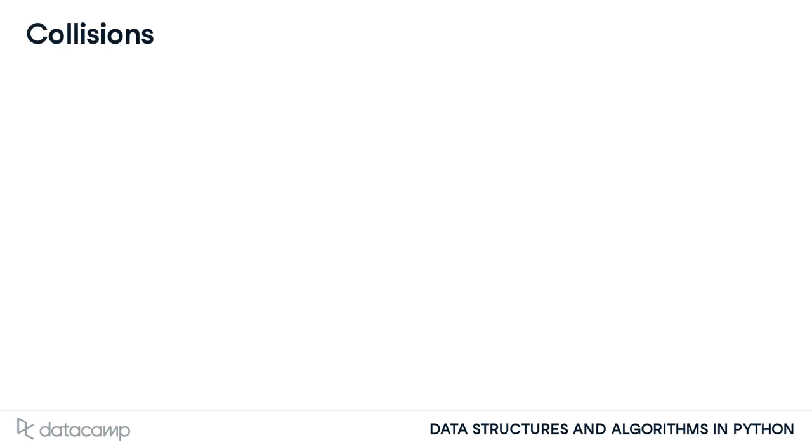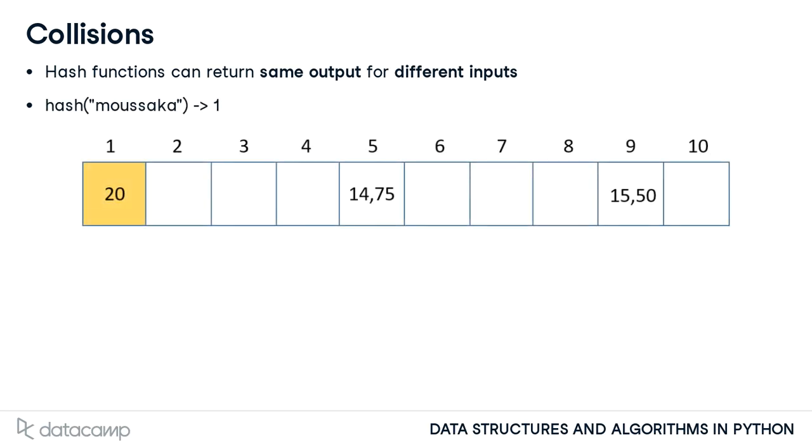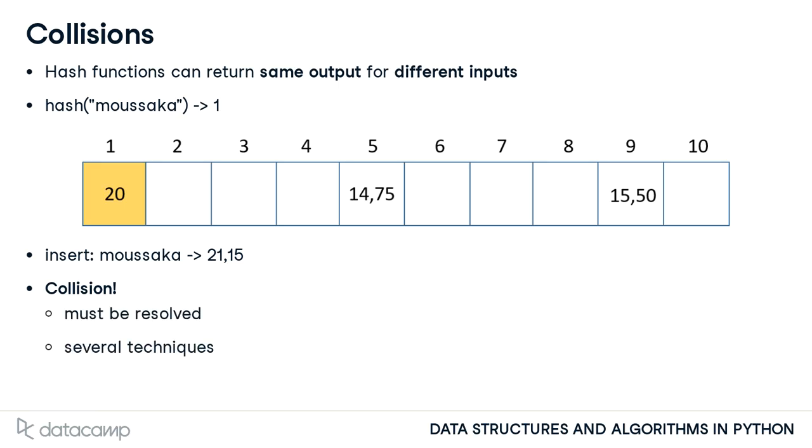Sometimes, hash functions can return the same output for different inputs. Suppose that our hash function returns 1 for the Moussaka key. Slot number 1 is already filled, so if we try to insert a value for Moussaka, we will find a collision. Collisions must be resolved, and several techniques exist, but we won't study them in this course. Luckily for us, Python, like most programming languages, implements hash tables and handles these problems for us.